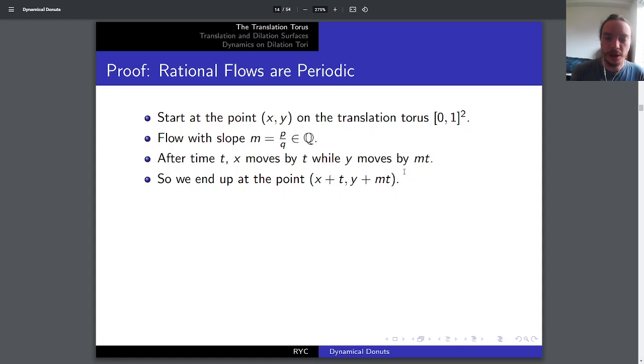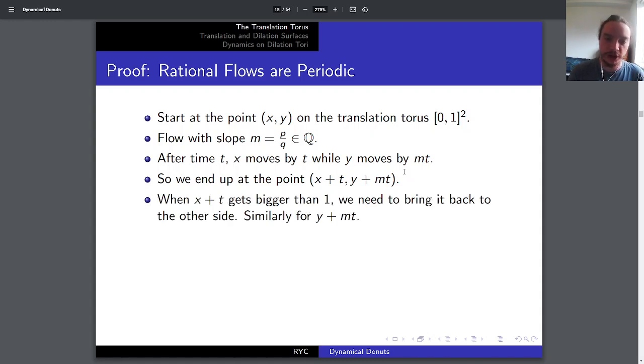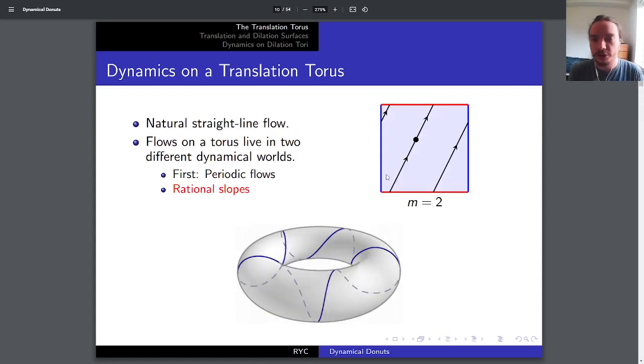mt. But we have to be careful because on a torus, whenever we get bigger than 1, we have to come back down to where we started at the bottom. And similarly, that is true for both the x coordinate and the y coordinate. So, on the torus, whenever we go up above 1 here, we need to come back down to 0. And similarly, whenever we go to the right of 1, we need to come back to the left.